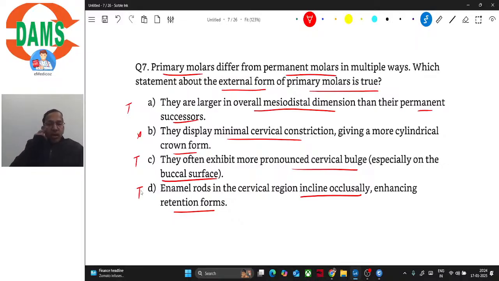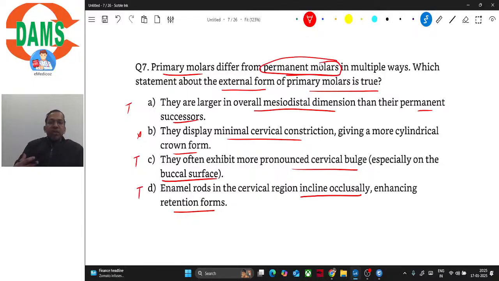The enamel rods in the cervical region do incline occlusally, so option D is true. Option C is a true statement, and option A is also a true statement. So which amongst these three will you choose? Will it be option A or C or D? For that matter, you have to read the question carefully. What is the question asking? The primary molars differ from permanent molars, isn't it?